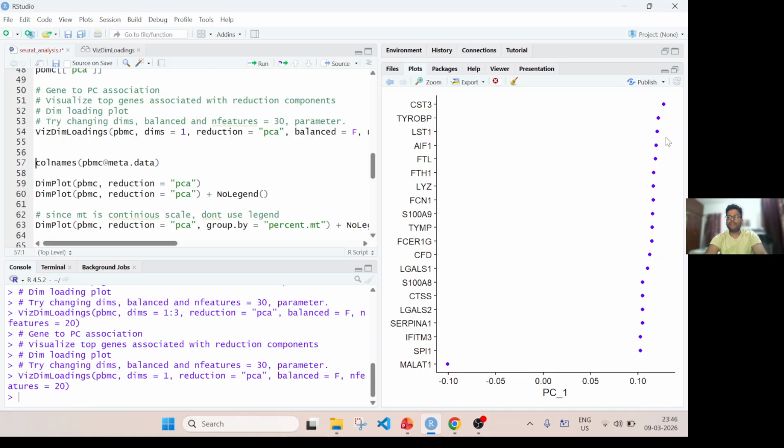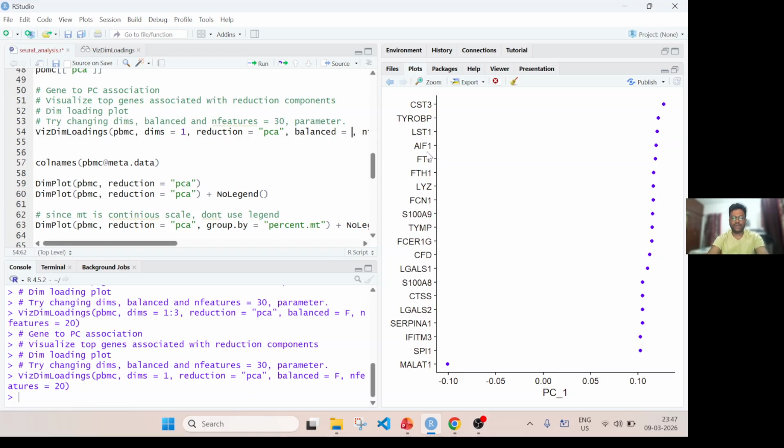So now you see these are the genes for the first principal component. These are the genes that are positively correlated. That's why you see there are two sides, right? Negative and positive. The positive side means they are positively correlated, and the negative side means negatively correlated. For example, this MALT1 gene is negatively correlated, so whenever its value increases, PC1 will decrease. Positive or negative doesn't matter, but these genes are very, very important.